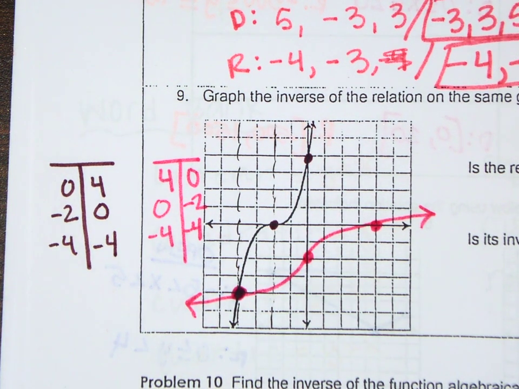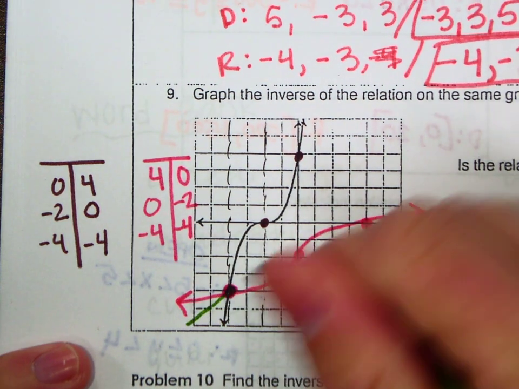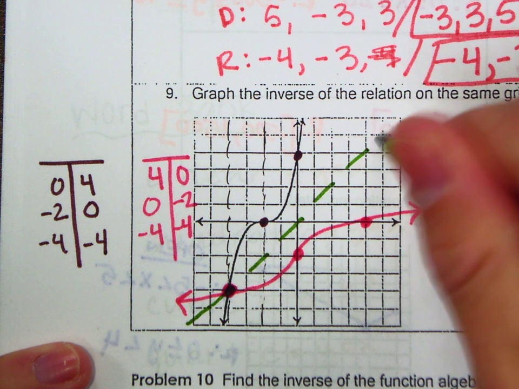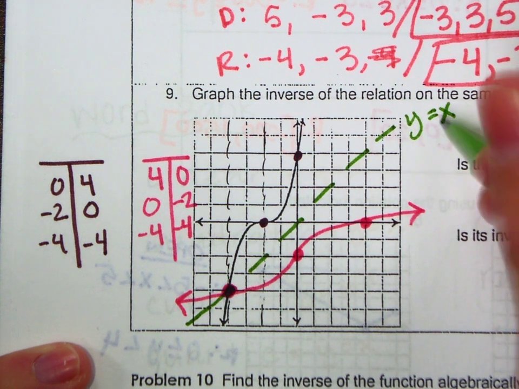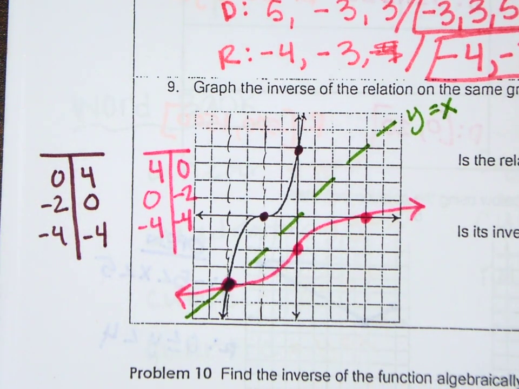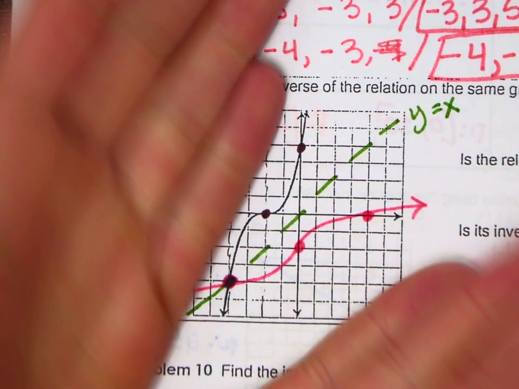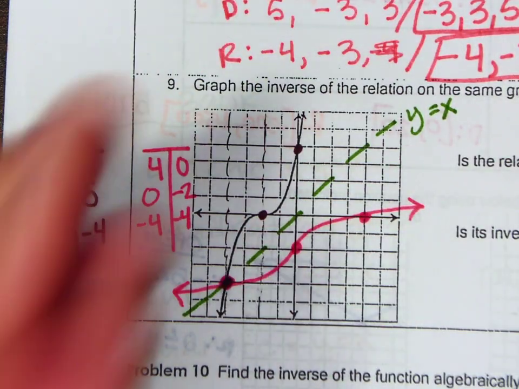And so another key attribute of these inverses when you're looking at them graphically is they're going to reflect over the line y equals x. So if you imagine that you fold your paper in half, they should match up like a mirror.